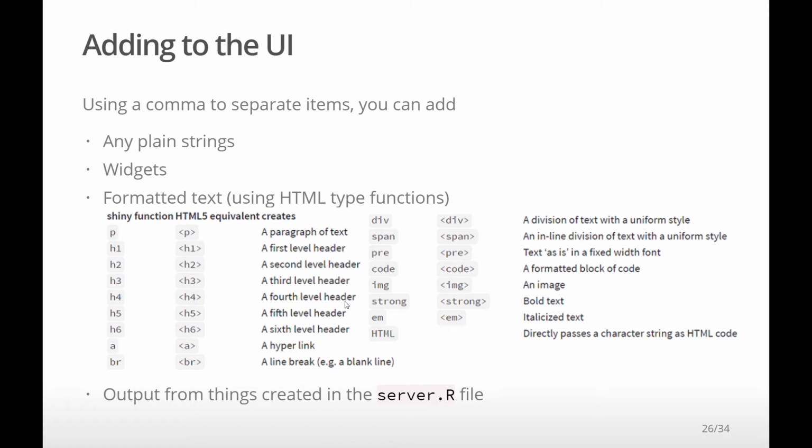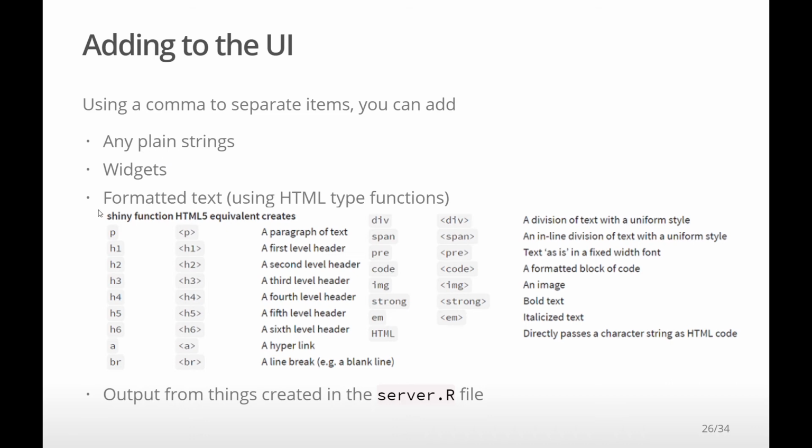All right, let's talk about the kinds of things that you're normally going to put in your user interface or UI file. Basically, they boil down to what you see here. So plain strings of text that you might want to add, just text to explain something to your user. Widgets, and we'll look at all the different widgets that are built into the Shiny package in just a minute. But remember that widgets are the things that the user can actually interact with.